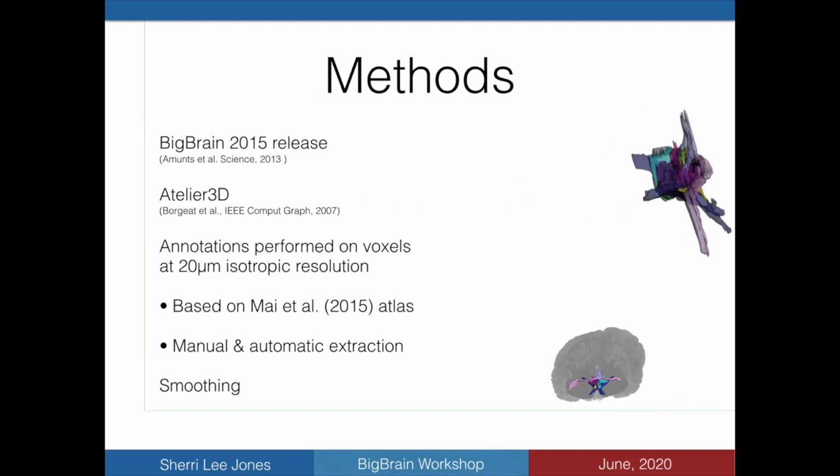The segmentations were done manually every 2 to 20 sections, depending on the size and the shape of the structure. Then the tools within A3D allowed us to automatically extract the annotations for unsegmented intermediate sections, which were then manually edited. This process was repeated until each section was segmented for each structure. The final surfaces were then smoothed for the creation of the 3D atlas that I'll show you a bit later.